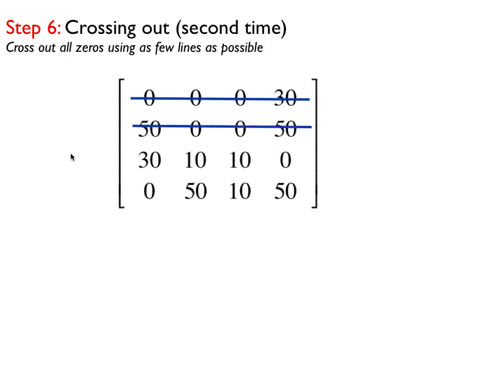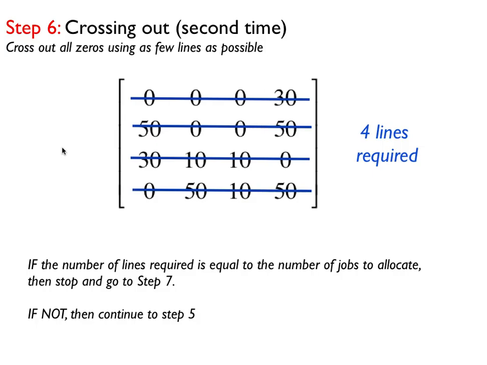Cross the second row out because that wipes out 2 more zeros, and you can see that it's going to take us at least 2 more lines to cross out these last 2 zeros. There's no way we can cross them out in one go, so it's now taken us 4 lines to cross out all the zeros, which means we're done with this part of the process, and we can go to step 7. If necessary, we might have had to repeat step 5 again until we could get enough zeros in the matrix.